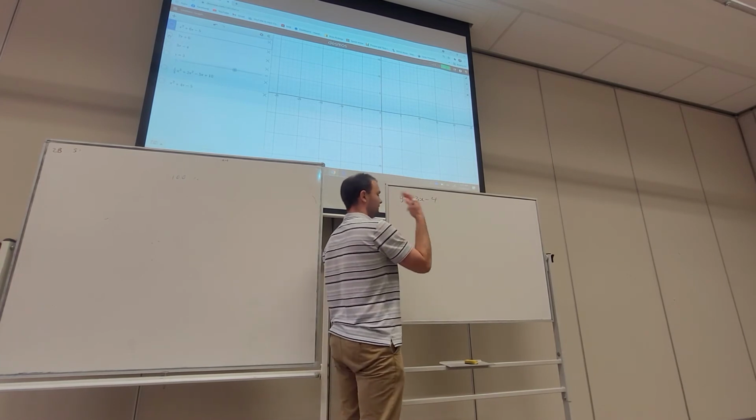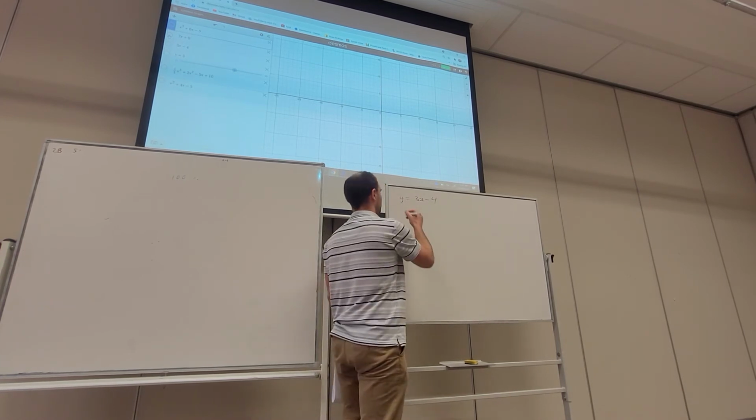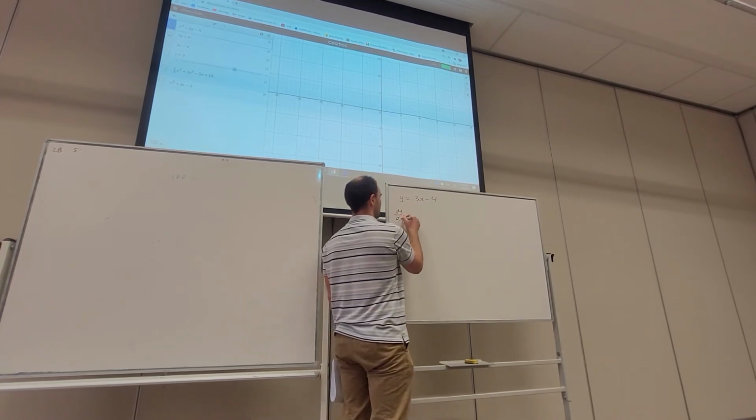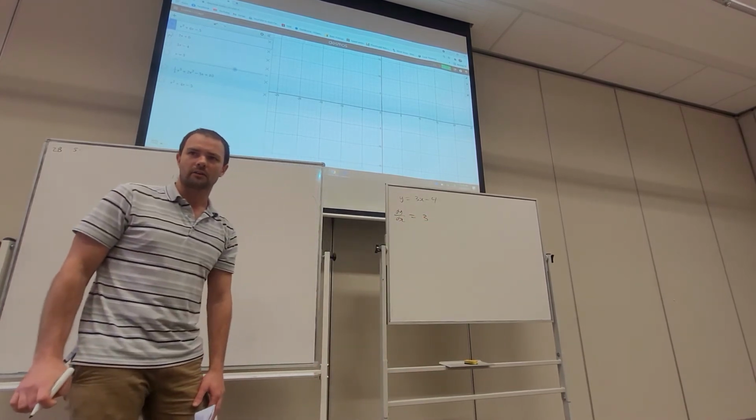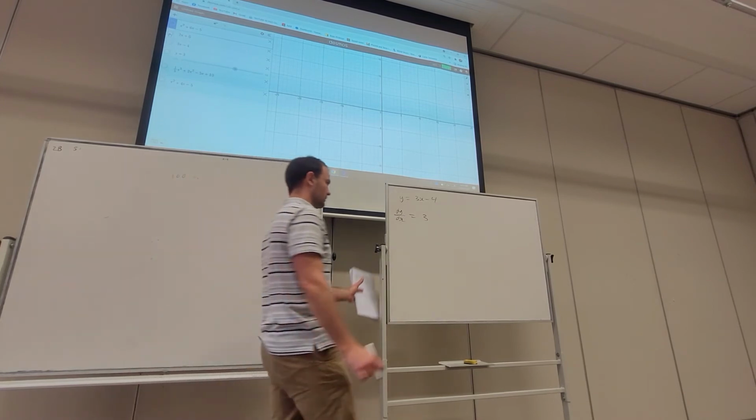What's our process? Find the derivative function. dy/dx is going to be 3. Draw the sign diagram of the derivative function.